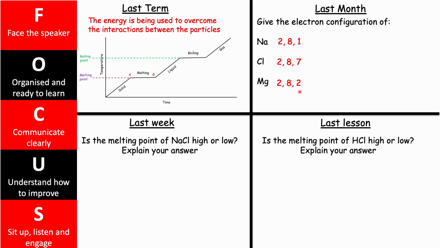You've then been asked to explain the melting point of sodium chloride. So the first thing you need to do is decide whether it is ionic or covalent. So sodium is a metal because it's on the left-hand side of the periodic table. Chlorine's a non-metal because it's on the right-hand side of the periodic table. And we know bonding between a metal and a non-metal is ionic. So it's basically saying, explain the melting point of ionic compounds.